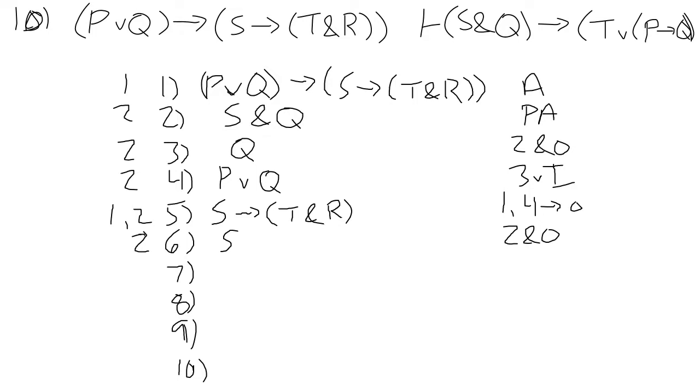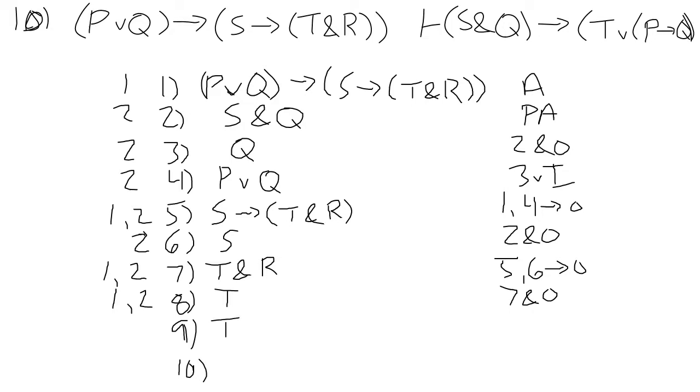Like that. Then we got to take that S, we got to put it into our conditional statement there, and we'll get T and R. From 5 and 6, arrow out. 5 and 6 have 1 and 2 next to them. Now we need to separate out the T, 7, using our ampersand out. And then from there we can wedge in our P arrow Q. Like that. So that's going to be from 8, wedge in.